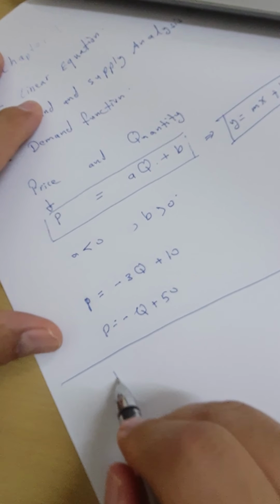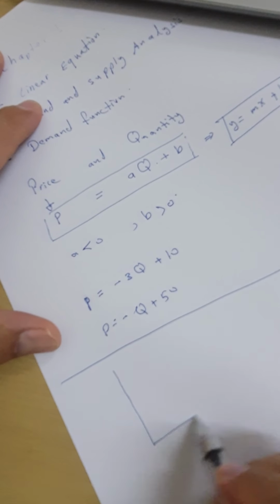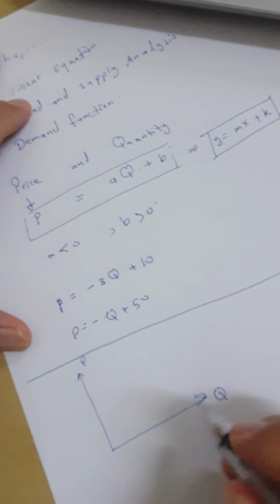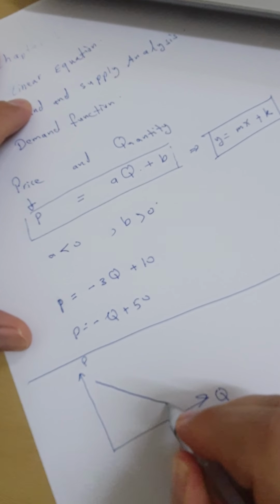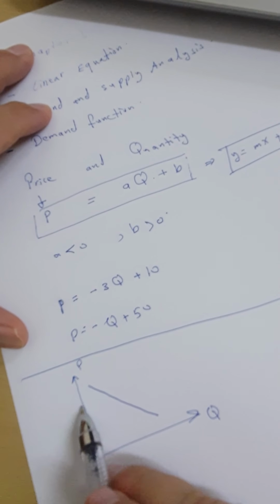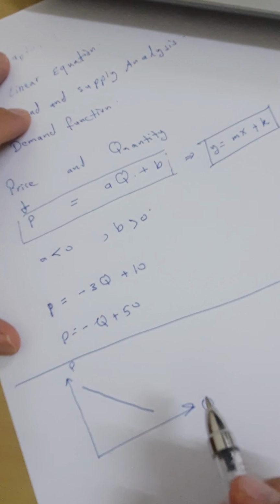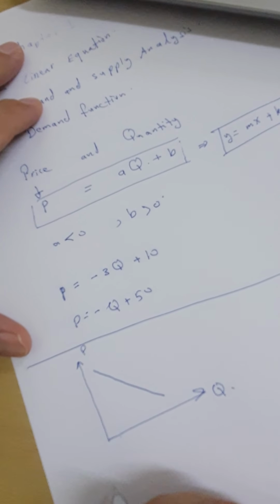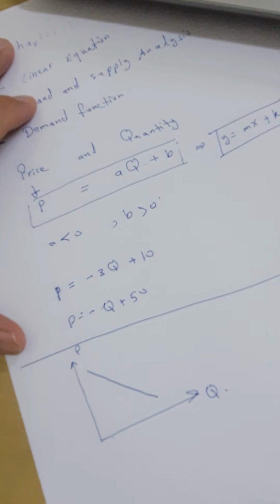If I want to draw the relationship between P and Q, let's say that this is P, the y-axis, and this is Q, the x-axis. So I'm going to expect the relationship like this. As you see, as Q increases, then P decreases. Okay, let's stop here, and after that we're going to have questions about the demand and supply function.